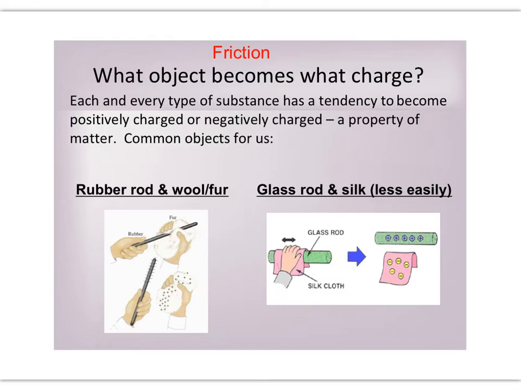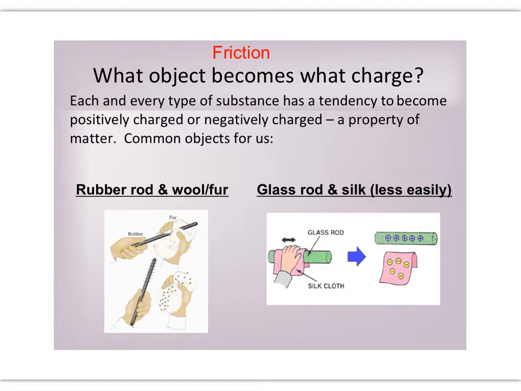As far as which object has a greater electron affinity, we're not going to expect you to know how to do that, but the two common examples that we'll use in labs and activities are rubber rods and wool or fur. And so if I rub a rubber rod with wool or fur, the rubber rod ends up being negative, and you'll see that in an activity later.